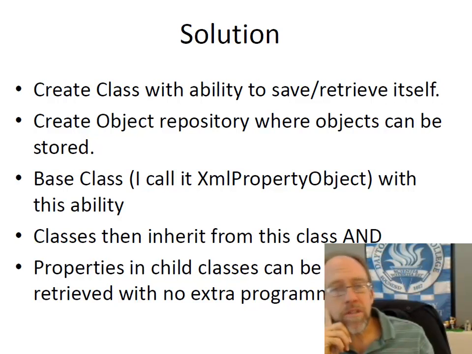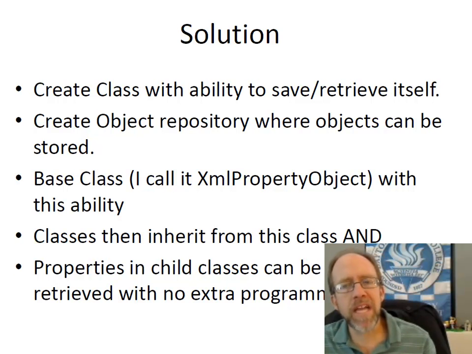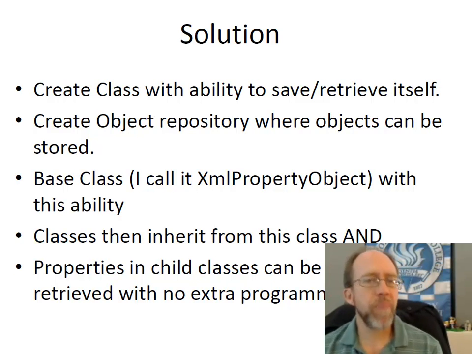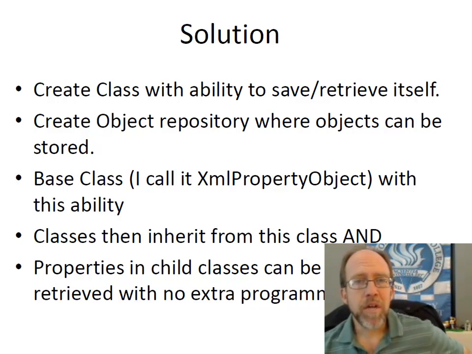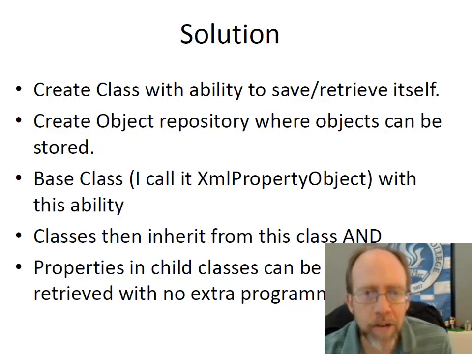So what I want to do is I want to have a class that has the ability to save and retrieve itself. Now this is more than just the ability to save and retrieve. It has to have rich retrieval features where it can retrieve by date or retrieve by name or retrieve by different meta properties. And then create an object repository, which is just a location where these objects can actually be stored. Now, in reality, my object repository is a database, but it's a database with a fixed structure, and the structure never changes. It doesn't matter what object I'm storing in it, the repository can handle the structure of the object.